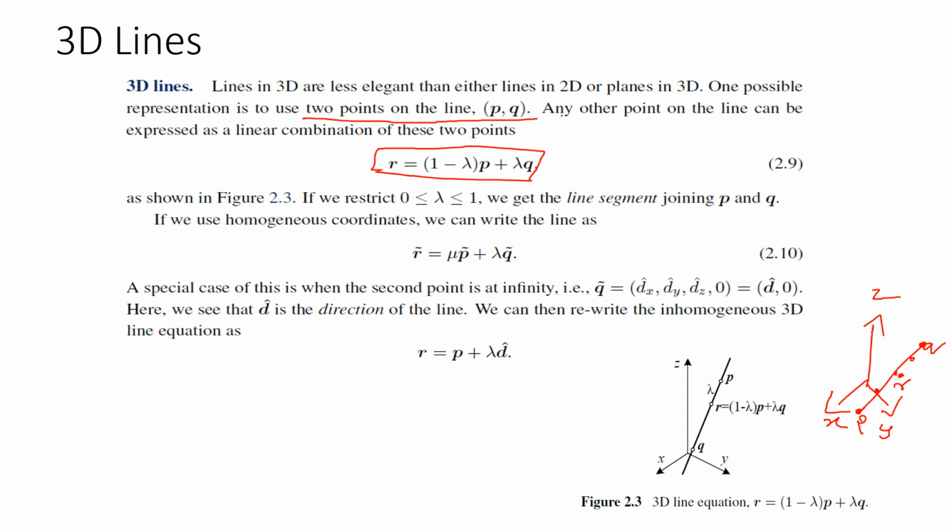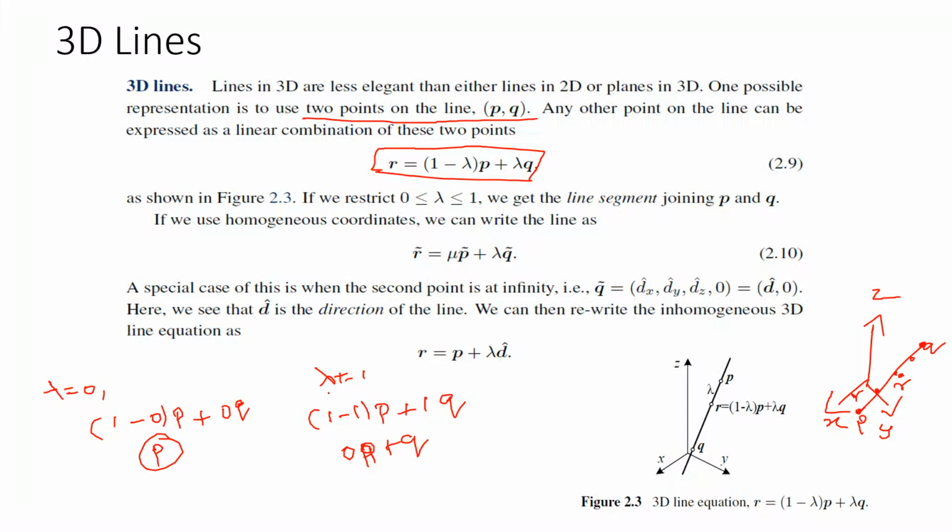Any other point on the line can be expressed as a linear combination of these two points. If lambda equals 0, then 1 minus 0 into P plus 0 into Q is nothing but P, so R is nothing but P. If lambda is 1, then 1 minus 1 into P plus 1 into Q is 0 P plus Q, so Q is nothing but R.